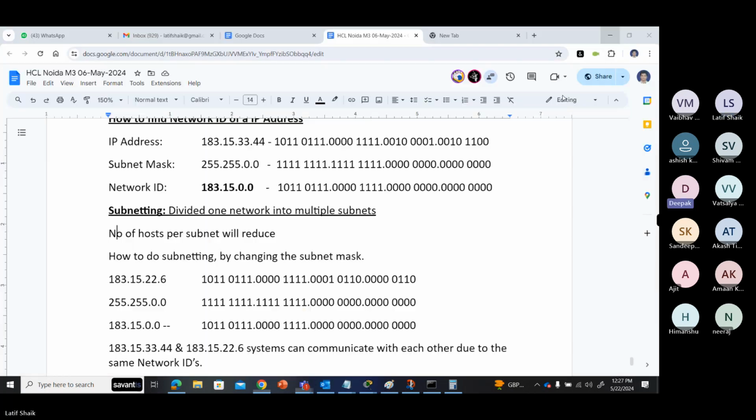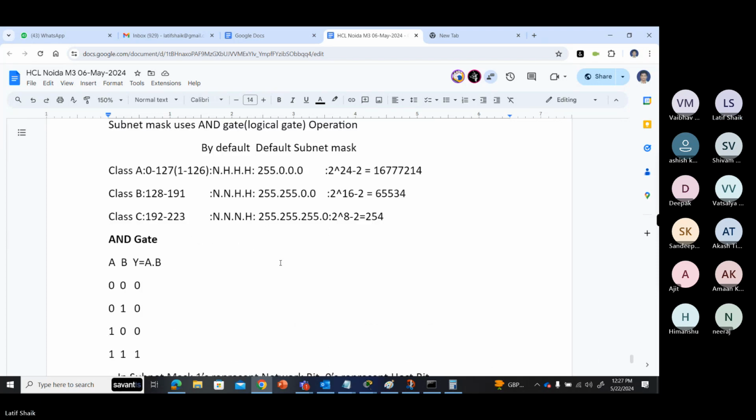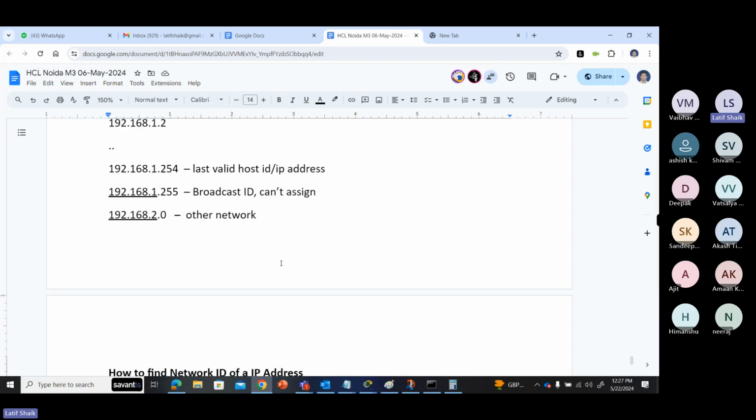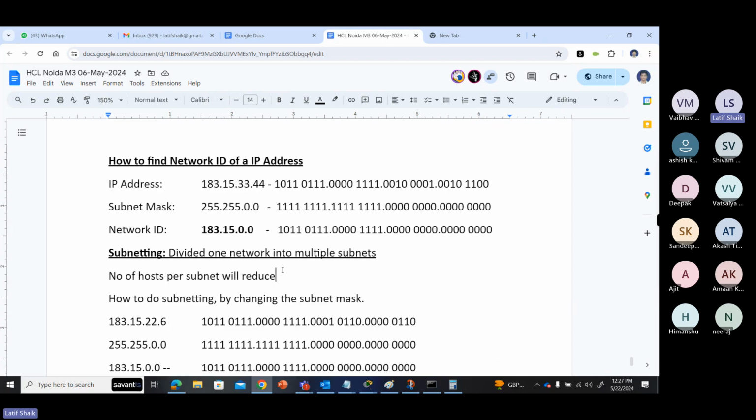Sir, can you explain why we are using the subnet mask? I didn't understand. You know the IP address, but you want to divide it, as two systems are communicating with each other. There are several advantages. Next, the subnetting concept is also there. But if you want to communicate with each other, you have to make sure that both are in the same logical network or not.